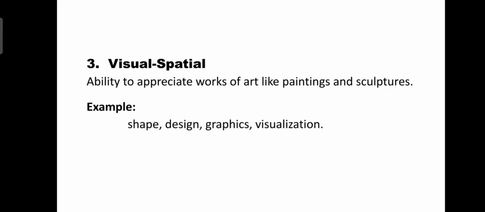Number 3, visual and spatial intelligence, the ability to appreciate works of art like painting and sculpture. Example, shape, design, graphic, visualization. So, visual-spatial intelligence, these are the people who excel in shape, design, graphics, and visualization. So this is more of the art, like engineer, designer, etc.